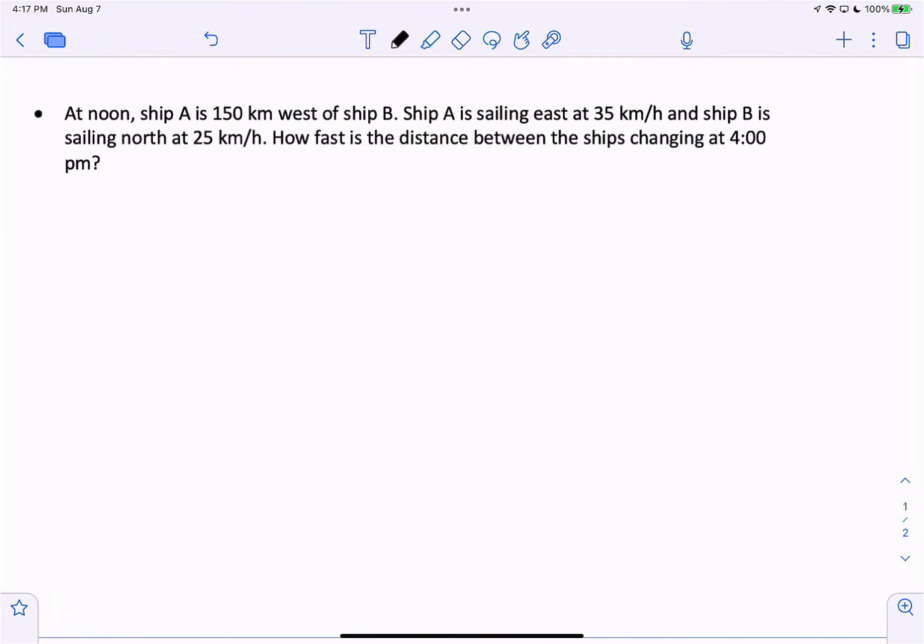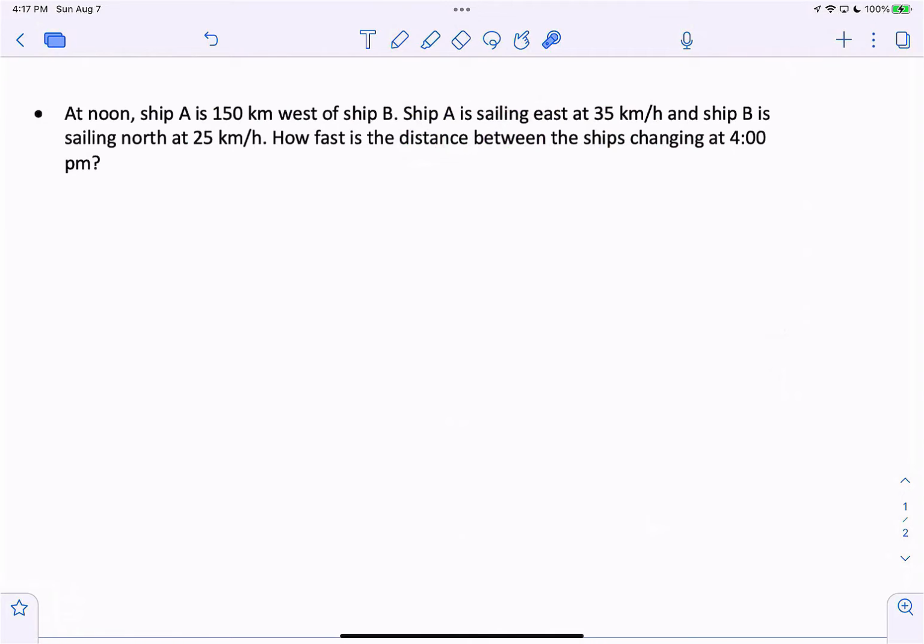Next up, we've got a couple of ships sailing in the ocean. I'm assuming in the ocean. At noon, ship A is 150 kilometers west of ship B. Ship A is sailing east at 35 kilometers an hour, and ship B is sailing north at 25 kilometers per hour. We want to know how fast the distance is changing between the two ships at 4 o'clock p.m.